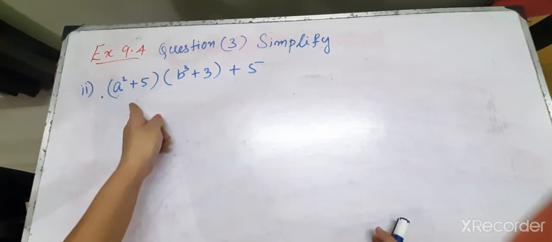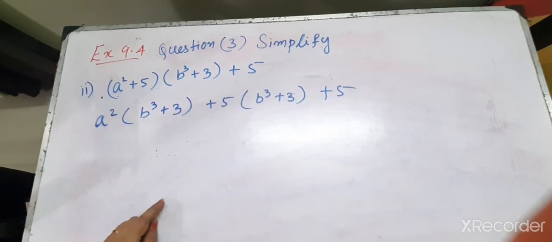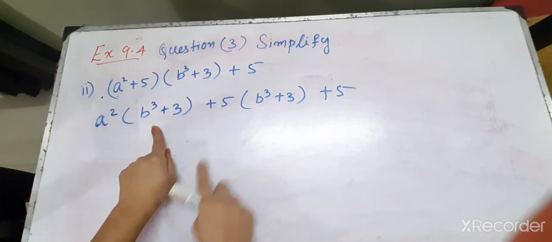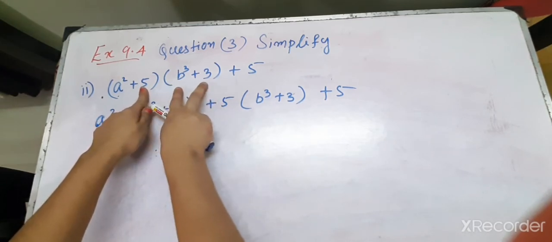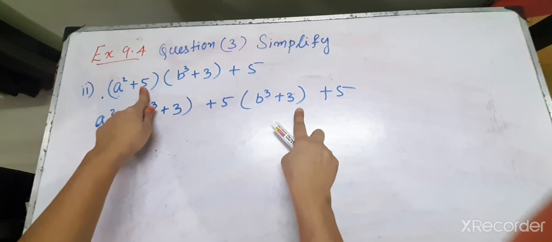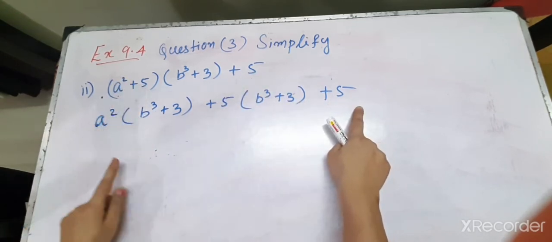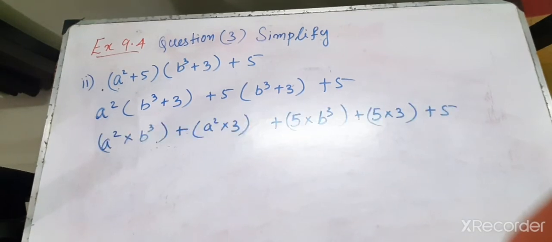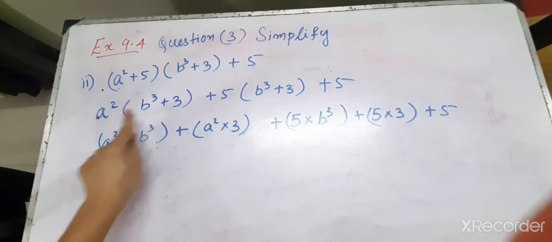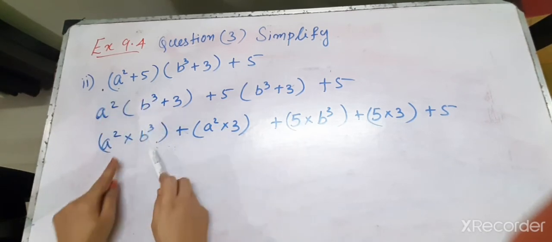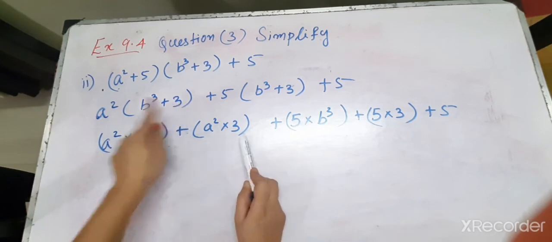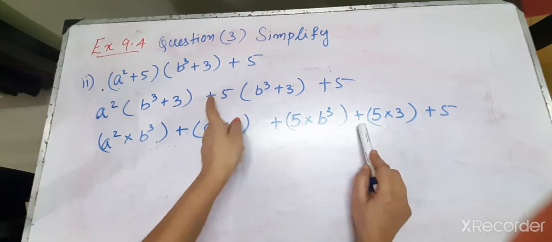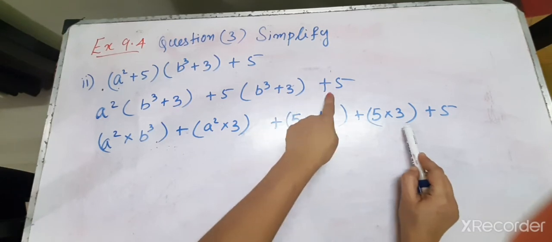Okay, now let us multiply these both binomials. Now children, in this binomial I am multiplying a square into b cube plus 3, a square into b cube plus 3 plus 5. Second term into this binomial, 5 into b cube plus 3. Then this plus 5 you are writing here. Now you multiply inside: a square into b cube plus a square into 3, plus 5 into b cube plus 5 into 3, plus this 5.